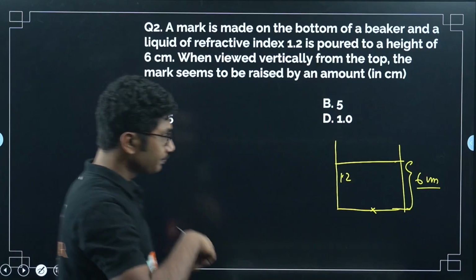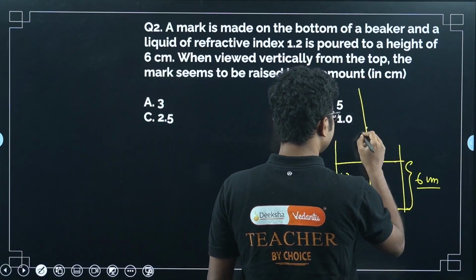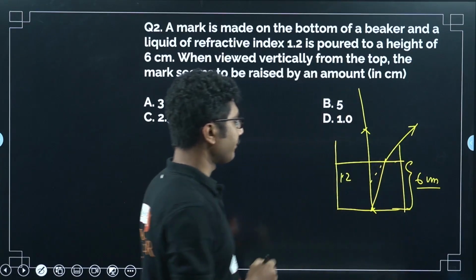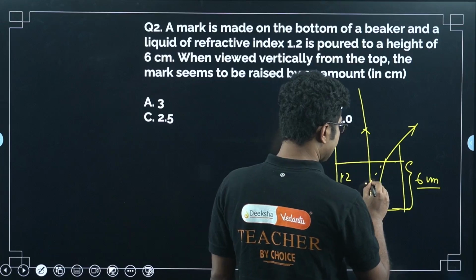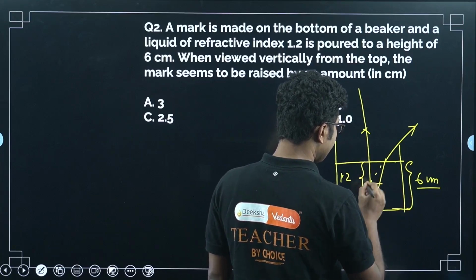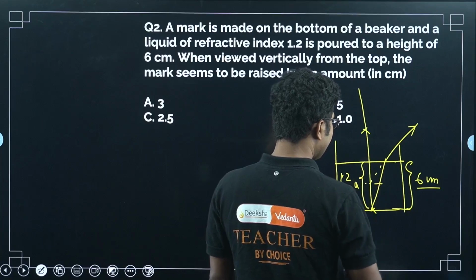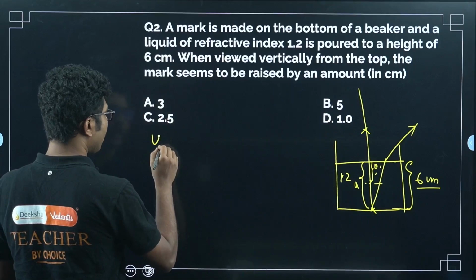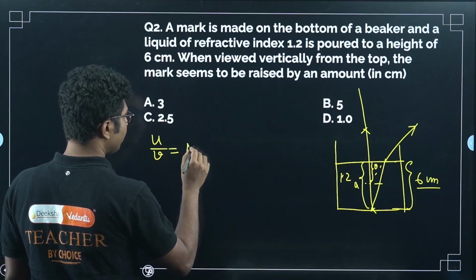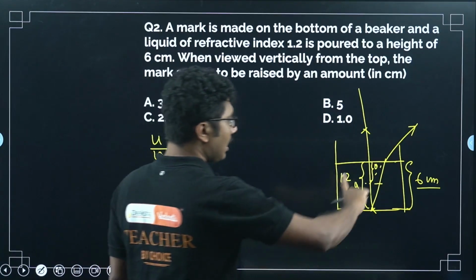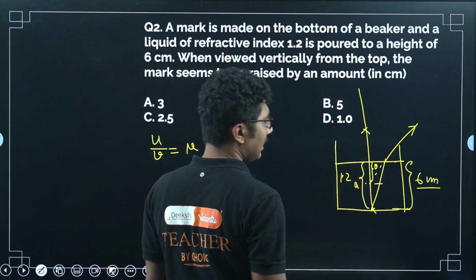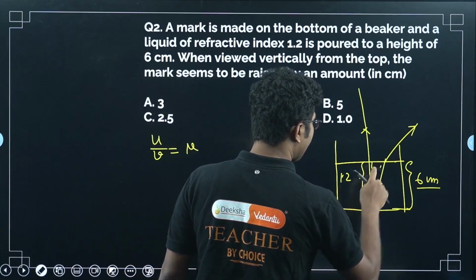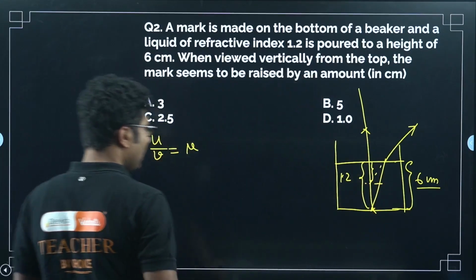Now, as we know, as the light refracts from the surface, the height will appear raised. Initially suppose the height is u and the final height is v, then there is a formula. What is the formula? u by v equals mu. Here u is the initial or original distance, and v is the apparent height. Then we say u by v.